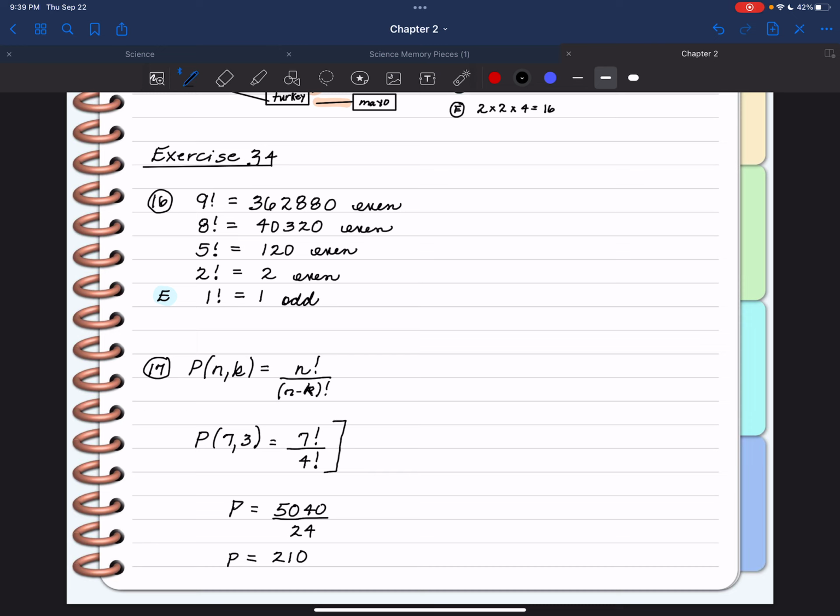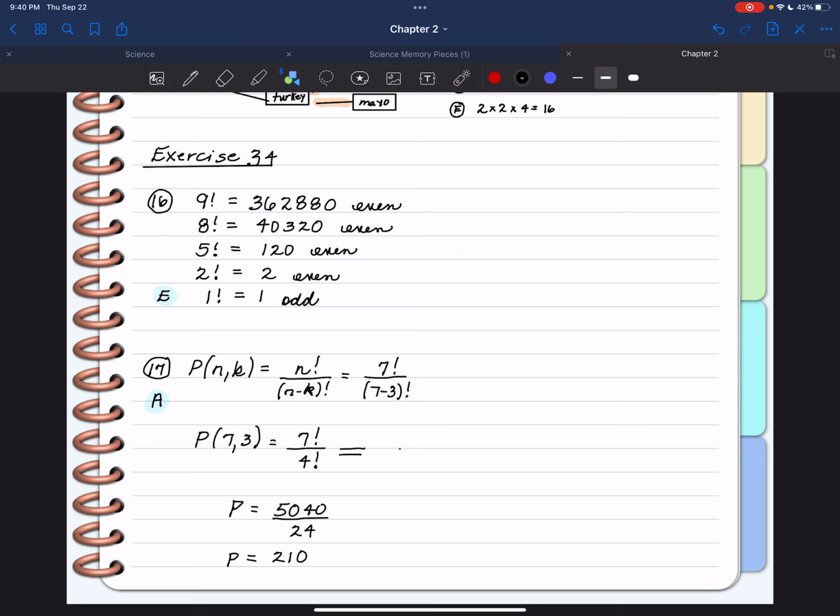Let me do it this way. This is going to be 7 factorial over 7 minus 3 factorial. And that does match up exactly to A. So I want A as in alpha on this one. But I do want to show you something here. I want to expand this just a little bit right here.